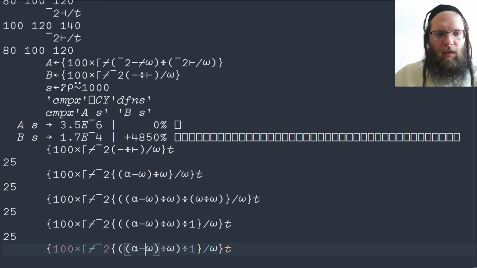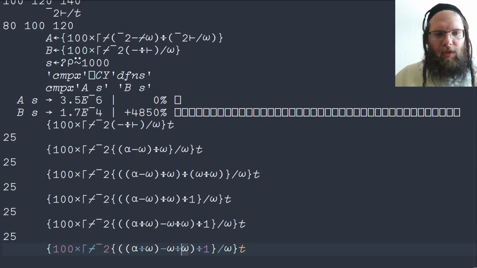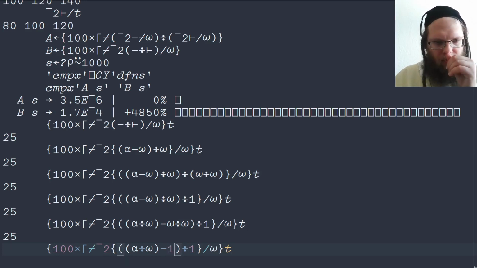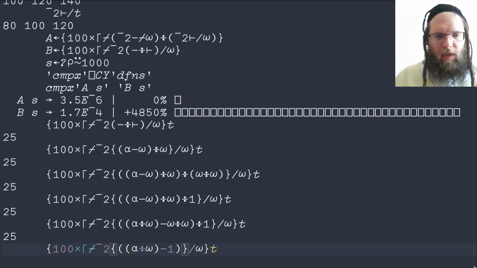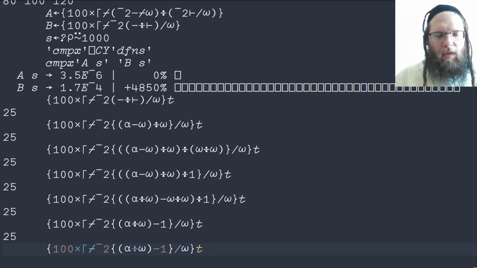At least presumably there aren't. And then this is a difference, and they're divided. So we can split this up into two fractions instead. So we can say alpha divided by omega minus omega divided by omega. And then, of course, this becomes a 1 as well. And we have also divided by 1 here, so that we can eliminate that as well. Okay.